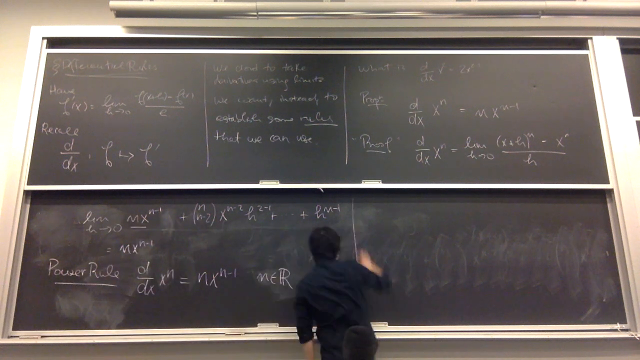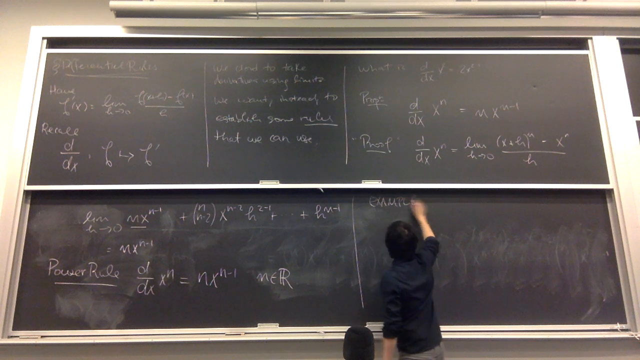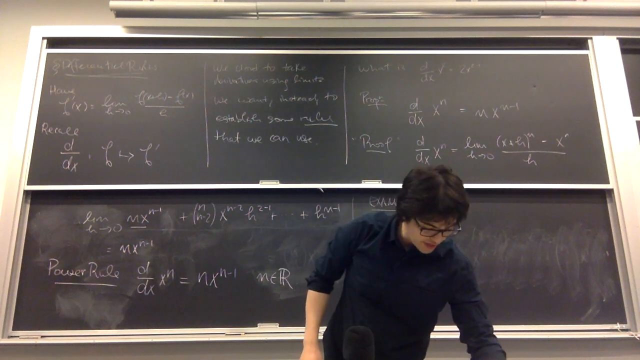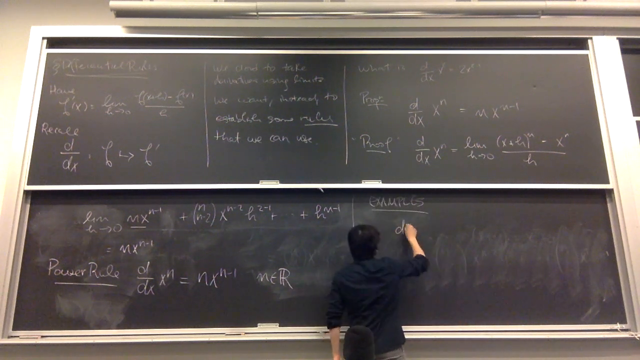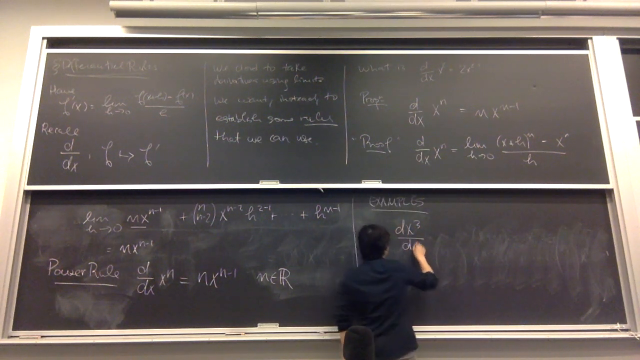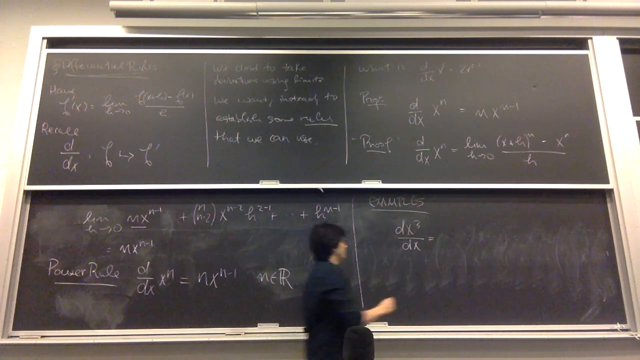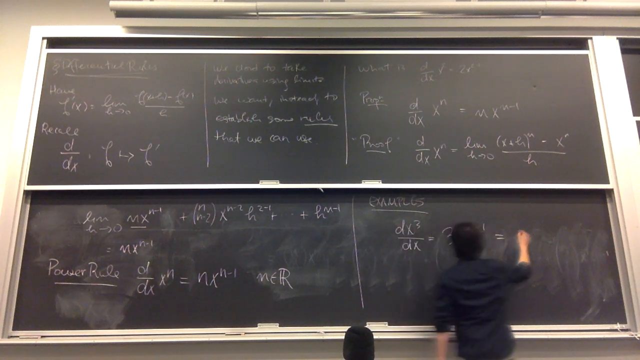Okay, so let's do some examples, just to see what you guys have absorbed. And these aren't going to be trick questions, okay? We're not trying to trick you. d of x cubed over dx, what is it? 3x squared. Yeah, 3x, 3 minus 1, which is 3x squared.